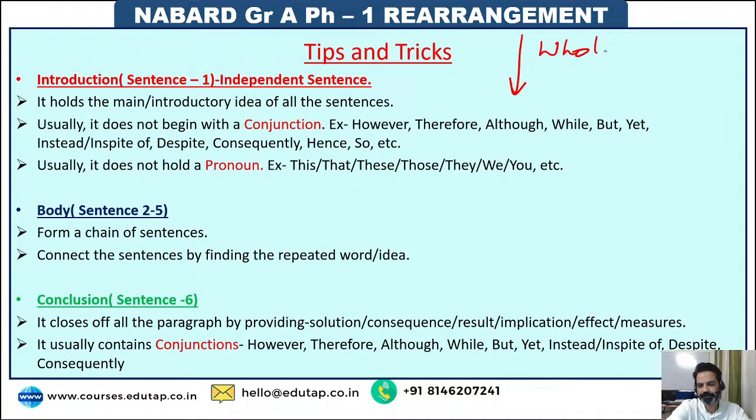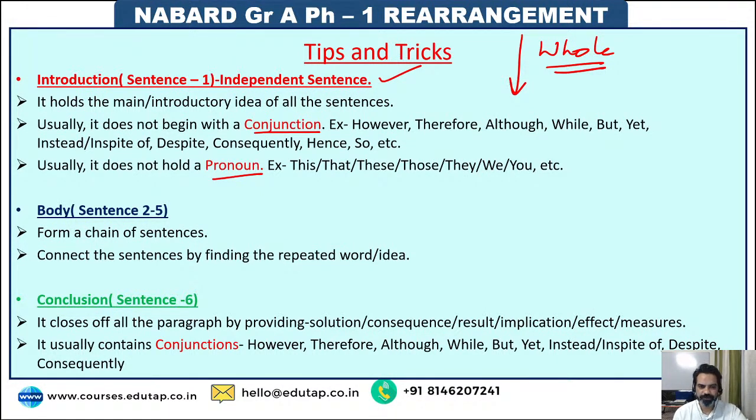So there are some tips and tricks for finding the same. First of all, you should begin with a first reading, and in the first reading you should only try to focus on finding the first sentence, that is the introductory sentence or the most independent sentence. The trick to find it is that this sentence would hold the main or introductory idea of all the sentences. That means usually it would not begin with a conjunction, and the sentence would not have a pronoun, because a conjunction is used to connect a sentence. So if it starts with a conjunction, that means it is already connected with another sentence, so that should not be the first sentence. We'll practice this.